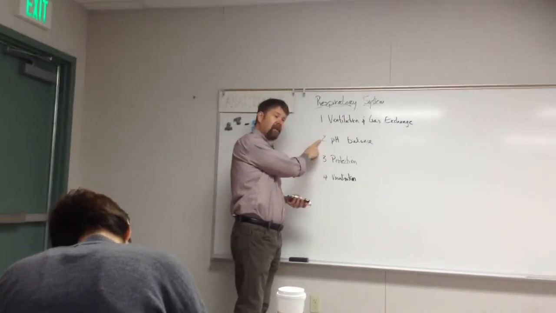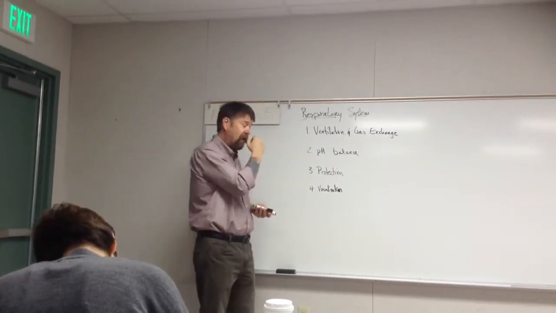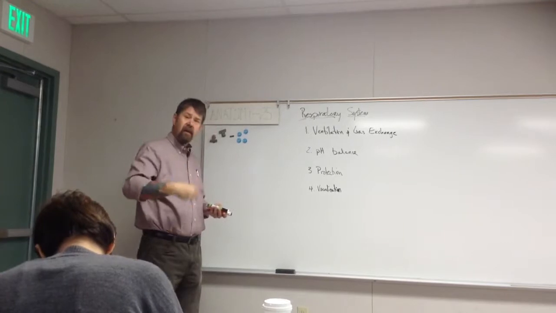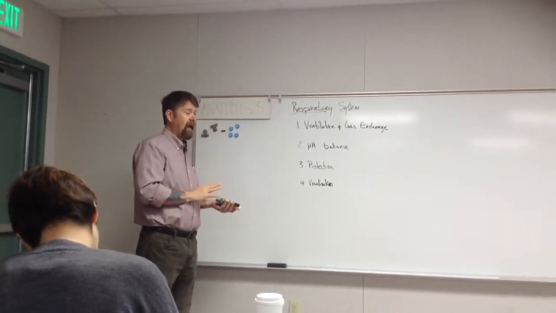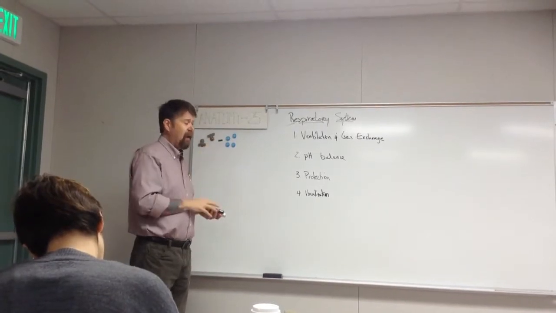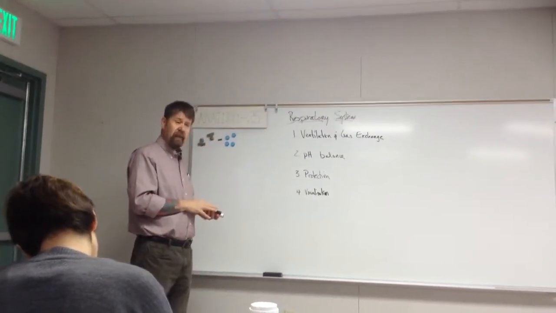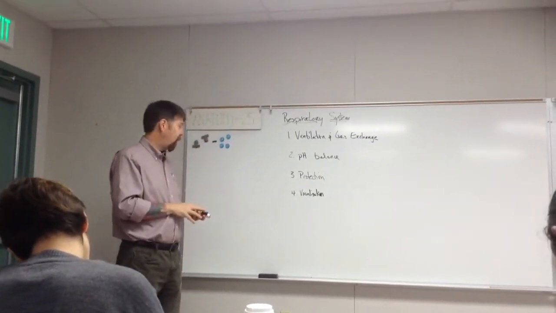So the respiratory system in humans, in mammals actually, is also used for acid-base balance. So we're going to see a connection here with acid-base balance and the urinary system, which also does acid-base balance for the body when we get to that on Friday.